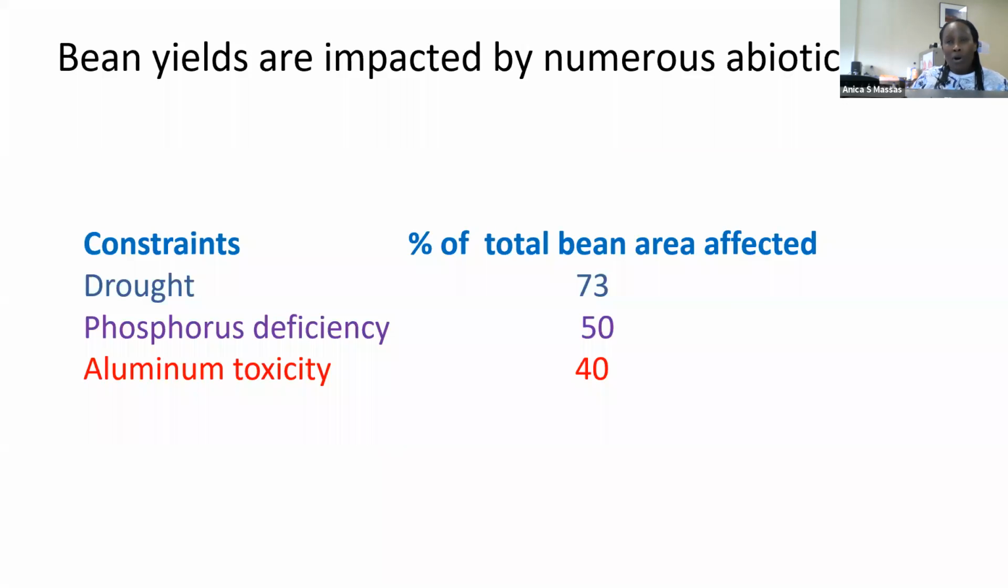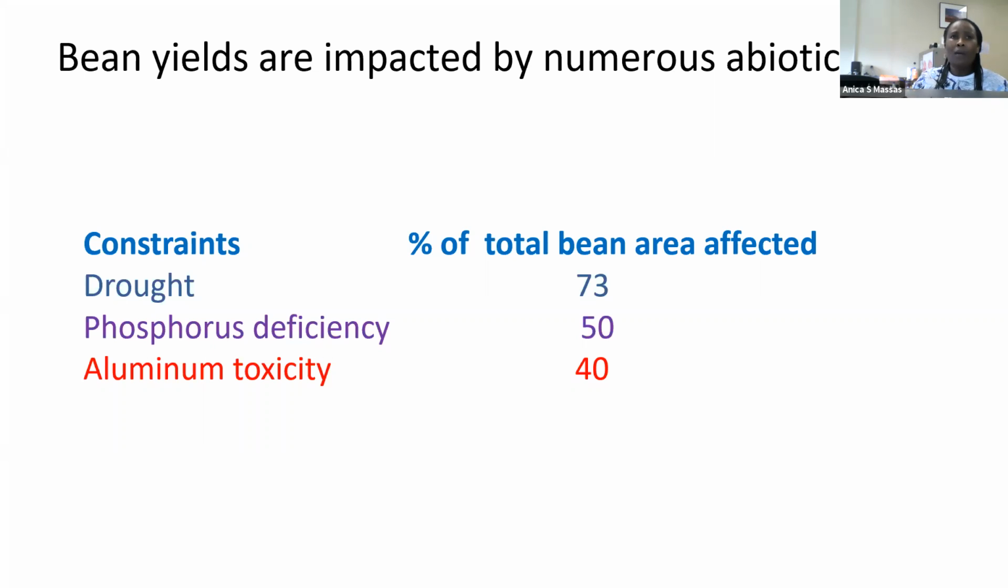There are major problems that affect bean production. Most of them are abiotic stress, drought, and phosphorus deficiency. We can see here in this picture that drought affects 73%. And this is a lot, especially in countries that have low income for agriculture.